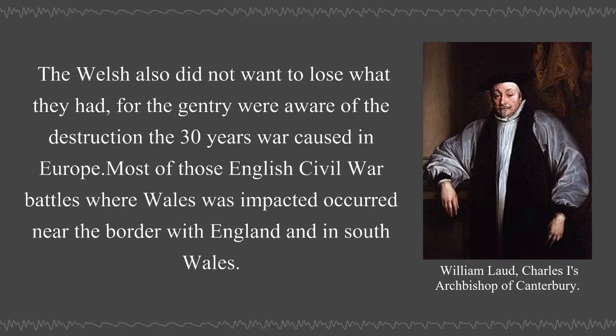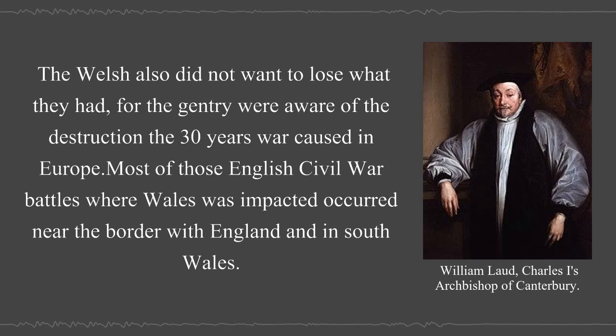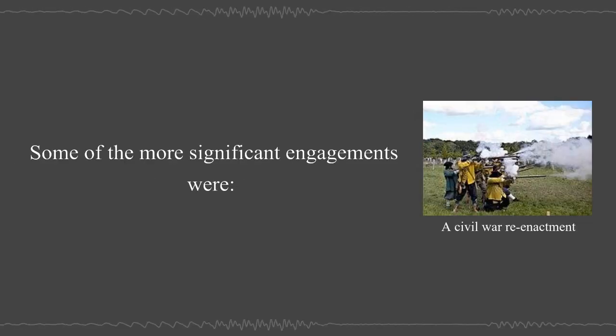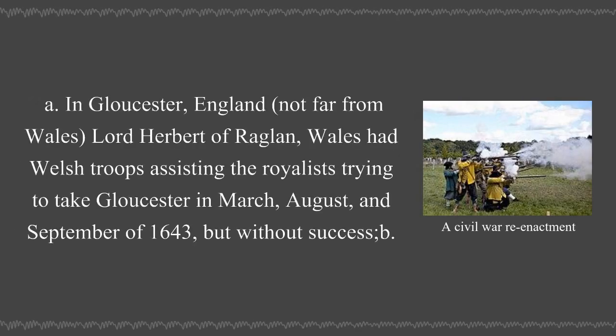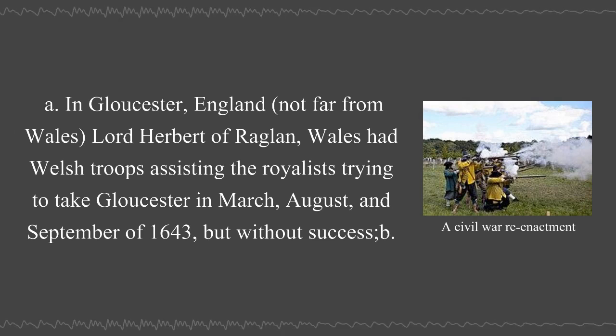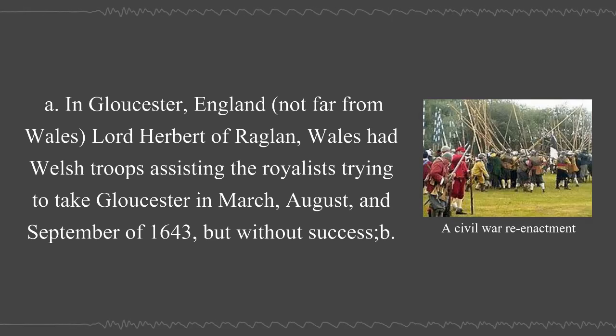Most of those English Civil War battles where Wales was impacted occurred near the border with England and in South Wales. Some of the more significant engagements were in Gloucester, England, not far from Wales. Lord Herbert of Raglan, Wales had Welsh troops assisting the Royalists trying to take Gloucester in March, August, and September 1643, but without success.